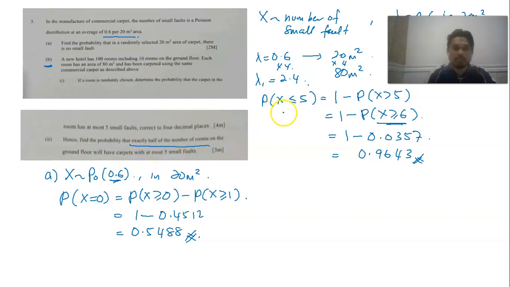From the Poisson distribution, here we change for question number 3 from Poisson to binomial. So in this case, X is binomially distributed, with the number of trials being the rooms on the ground floor. How many rooms do we have on the ground floor? The new hotel has 10 rooms on the ground floor. So the number of trials is 10.